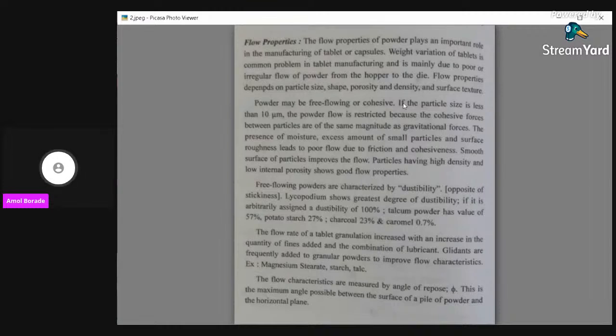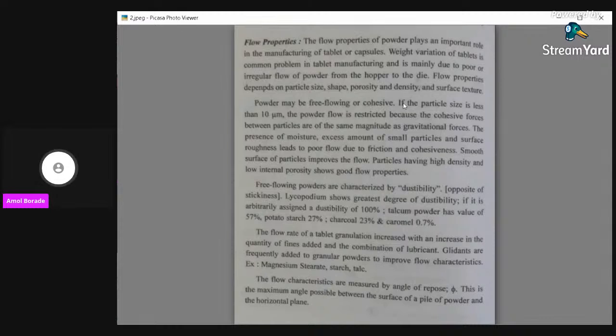Now, further, you need to consider the powder or the blend. Initially, we will take the powder itself, without the glidant added. A powder without the glidant first. So the powder, at its own, may be free flowing or cohesive.